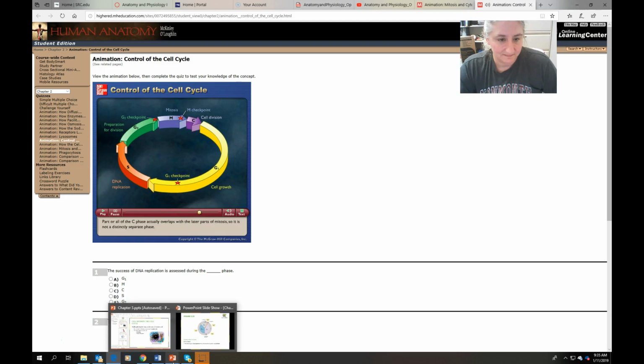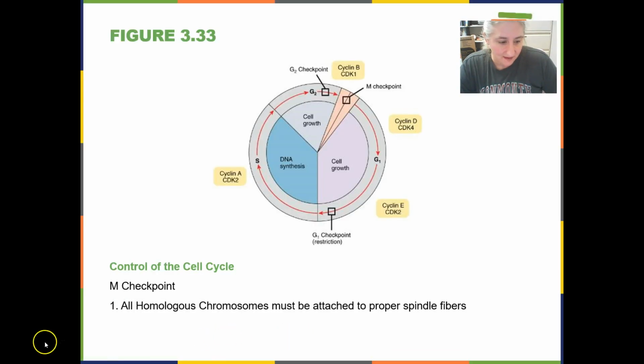Part or all of the C phase actually overlaps with the later parts of mitosis, so it is not a distinctly separate phase. During the C phase, the cytoplasm of the cell is divided, and two daughter cells are created from the original cell. When this process is finished, the daughter cells enter the G1 phase, and the cycle is complete. So that's your cell cycle.